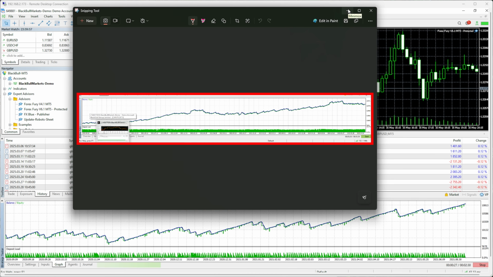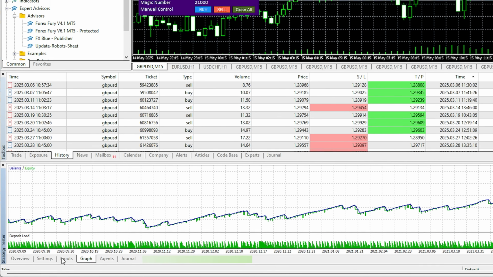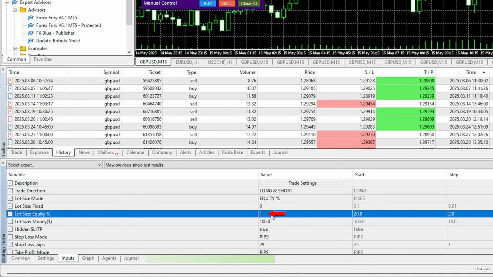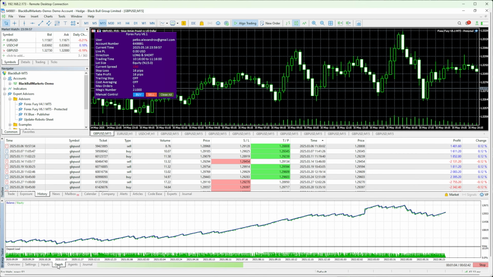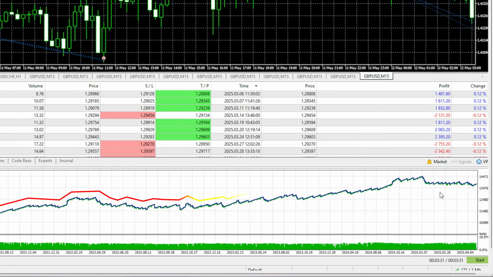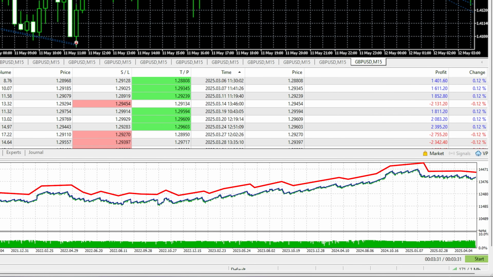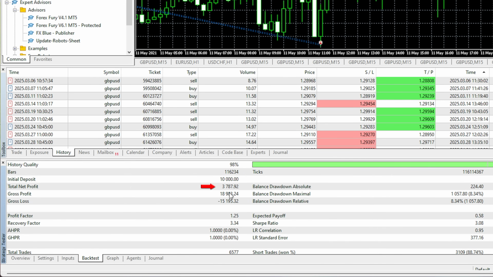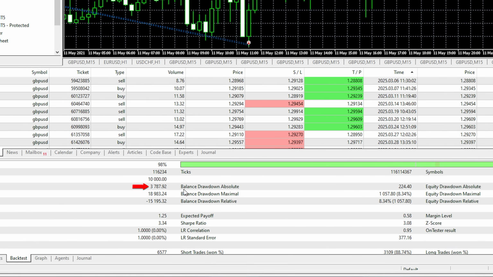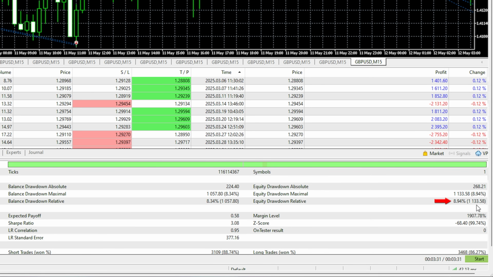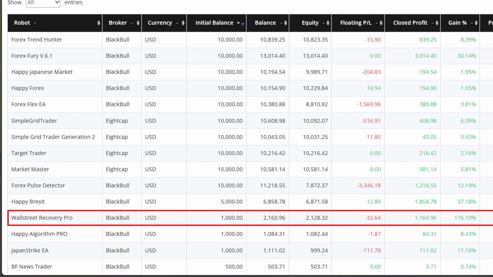So I will start 2 accounts with these settings, using 1% from the equity, and I'll start it on one iFunds account, and I'll start it on one trading.com account. And I'll show you quickly the backtest so we'll see the difference now. And here it is with 1%. You can see that it made above 13K. If I show you the backtest, you will see that total net profit is 3,787, and the equity drawdown is below 10%.